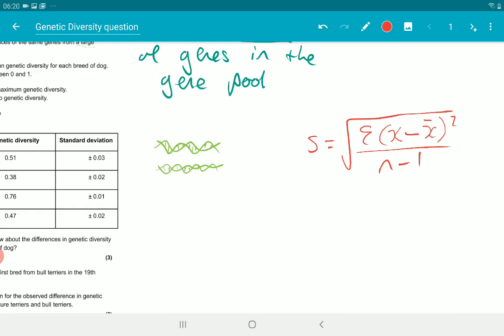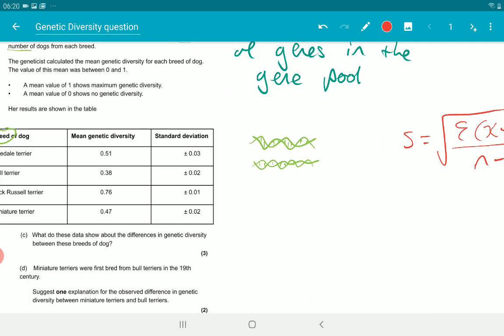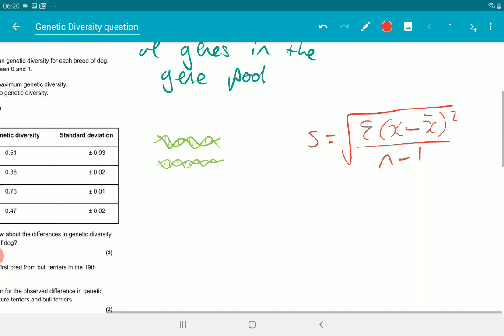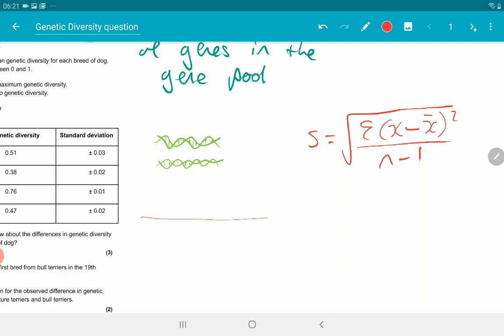So there would have been a bunch of different dogs, right? Let's say there's like 20 different Airedale Terriers that she looked at. So she would have got a genetic diversity for each of the Airedale Terriers. One of those Airedale Terriers would have had the lowest genetic diversity. So if this is the genetic diversity, right? One of them would have had the lowest, one of them would have had the highest, and they would all have been spread out along here somewhere.